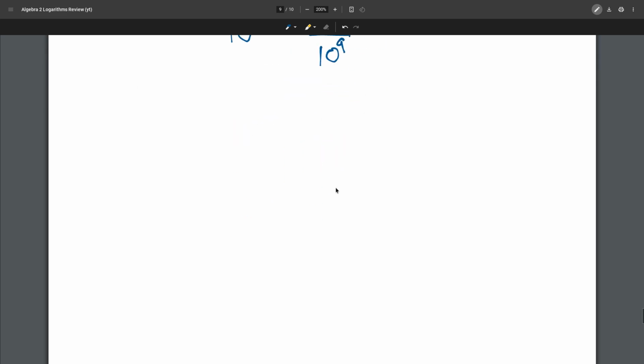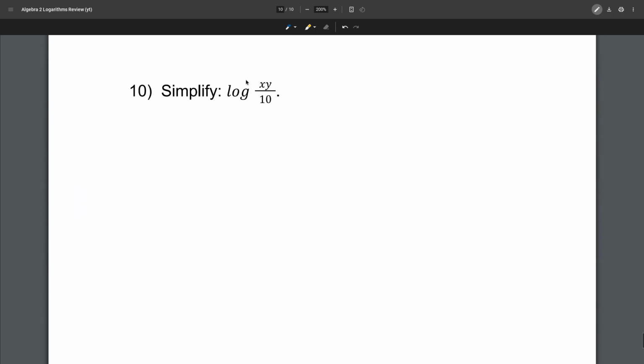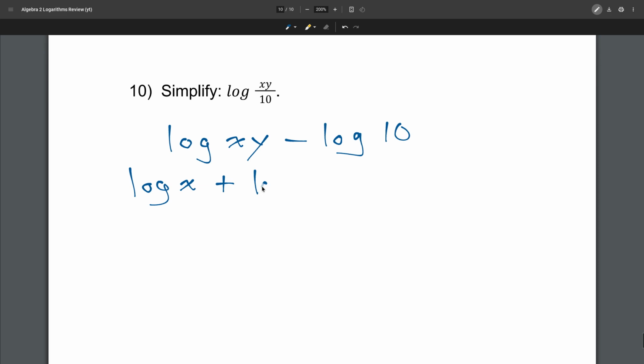Okay, one more. All right, simplify log of xy over 10. So we're going to use quotient and product rules here. So we're going to say log xy. We're going to rewrite this with the quotient, breaking it apart into log of xy minus log of 10. We can further break log xy, or x times y, apart into log x plus log y.